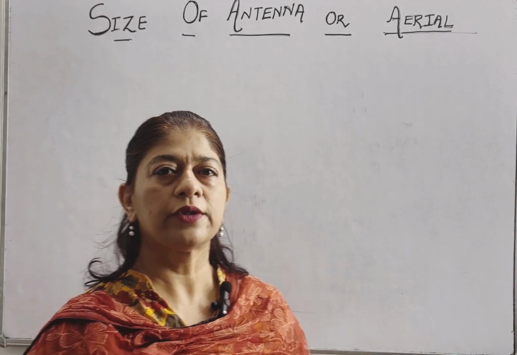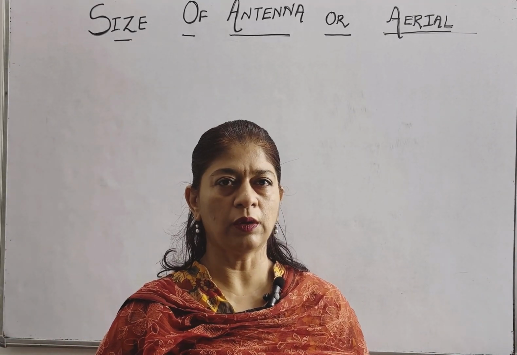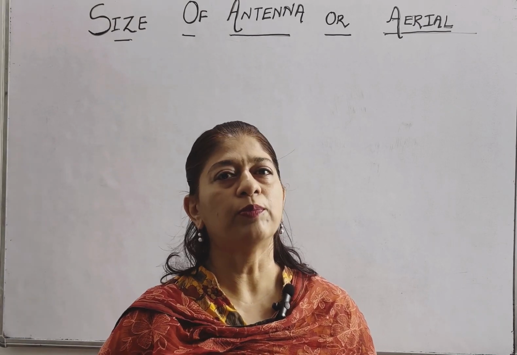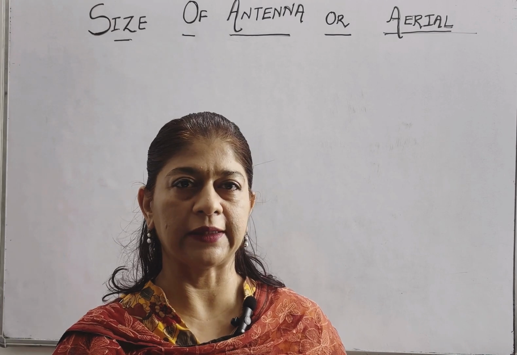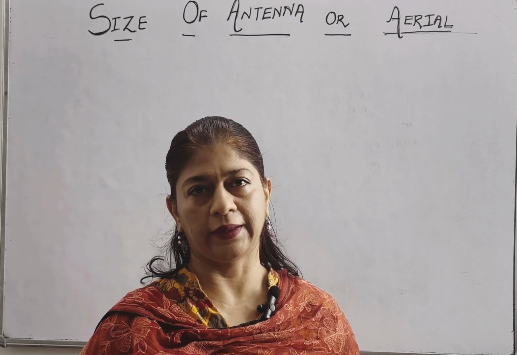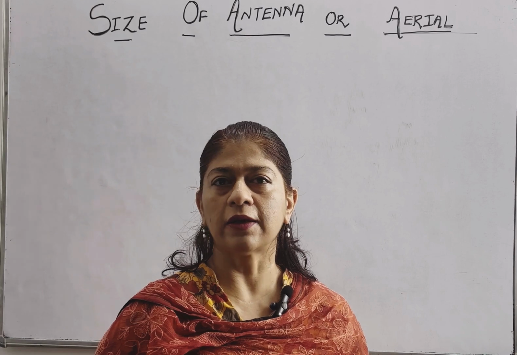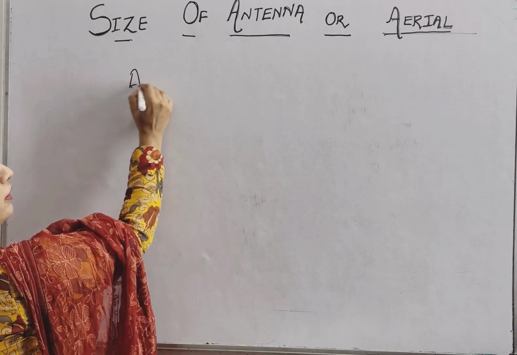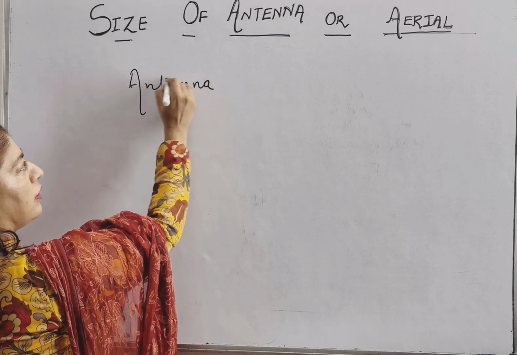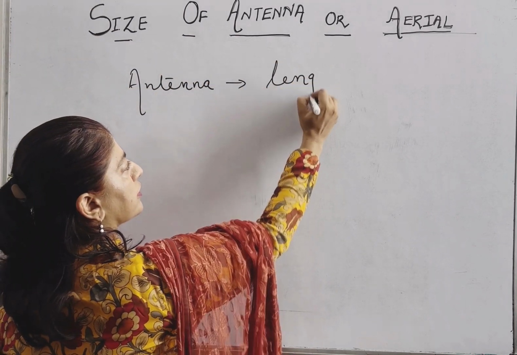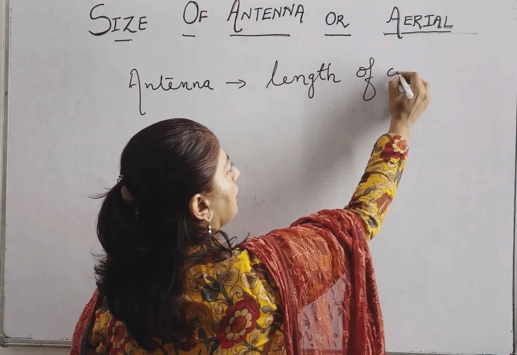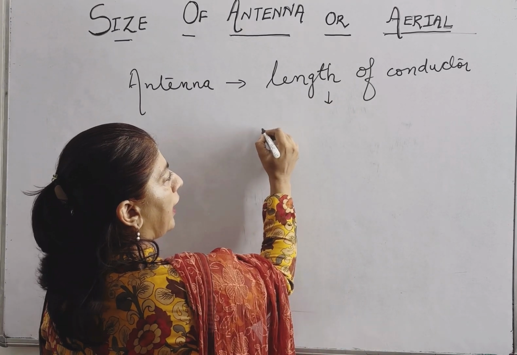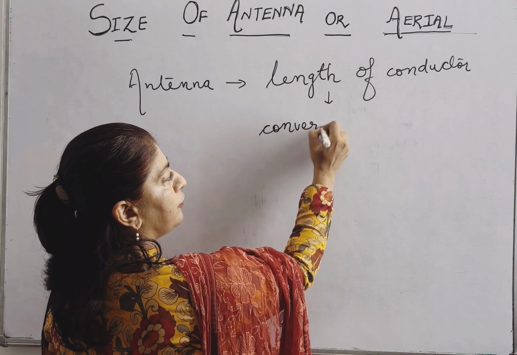Today we are going to start the topic of size of antenna, or we call it aerial. Every communication system employs an antenna. What is it basically? It is a length of a conductor that acts as a conversion device. So what is an antenna? It's the length of conductor, and what is its work? That acts as a conversion device.